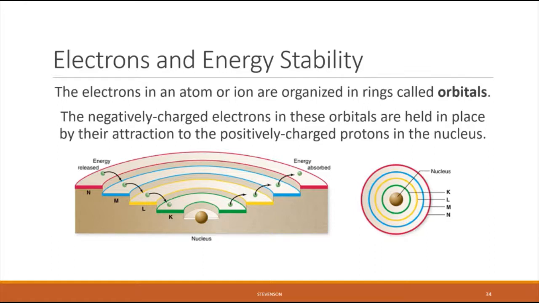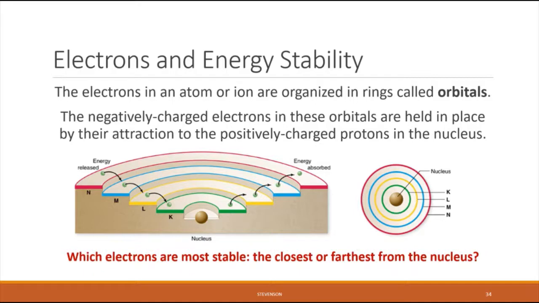That being said, which electrons do you think are the most stable? Which ones are feeling the tightest pull, the strongest pull from the positively charged nucleus? The ones that are the closest or the ones that are the farthest? It makes sense that it would be the ones that are the closest, right? The ones that are farthest away don't feel as strong of a pull from the nucleus. The ones that are closest are the ones that do. And therefore, those are the ones that are most stable.